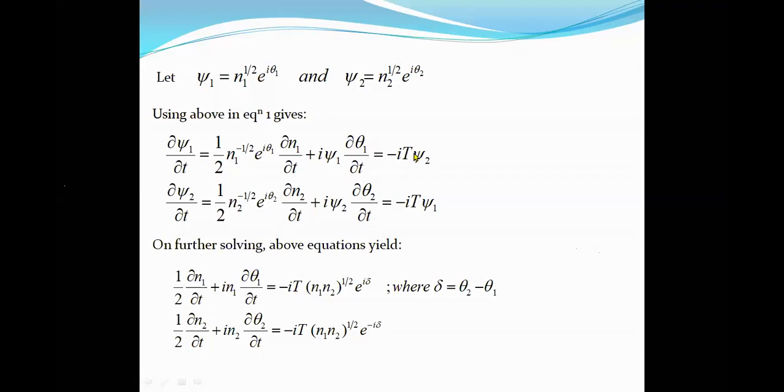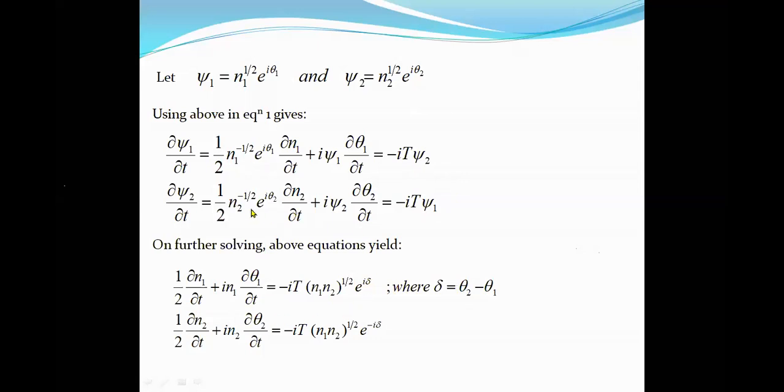So on the right hand side, this would be t, and psi 2 is there, n2 half e raised to the power i theta 2, and you are multiplying with n1 half, so you have n1 half n2 raised to the power half, that is why, and e raised to the power minus i theta 1 would be there. So i theta 2 is due to psi 2, and minus i theta 1 is due to multiplication. So you have here i delta, which is theta 2 minus theta 1.